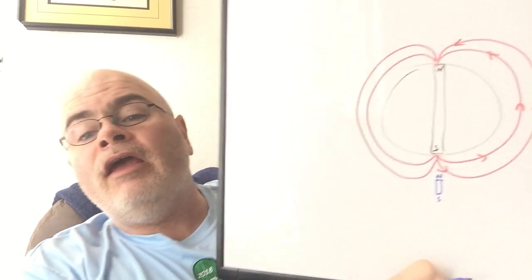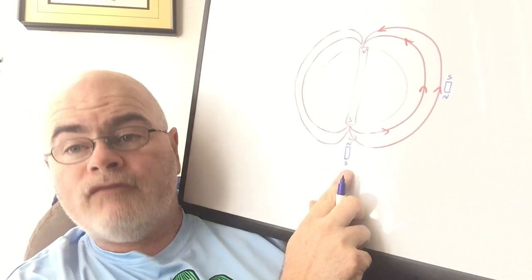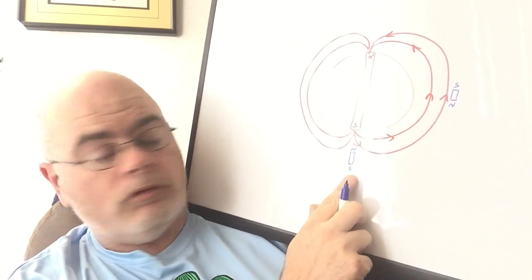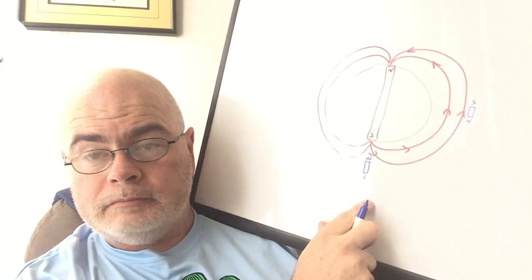So if you had a rock that formed near the South Pole, the orientation of the magnet or the mineral should be vertical instead of horizontal, and its north pole should be pointing down and the south pole should be pointing up.